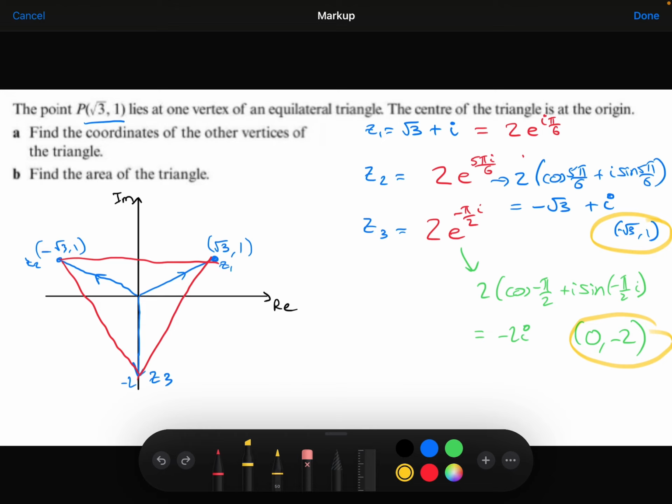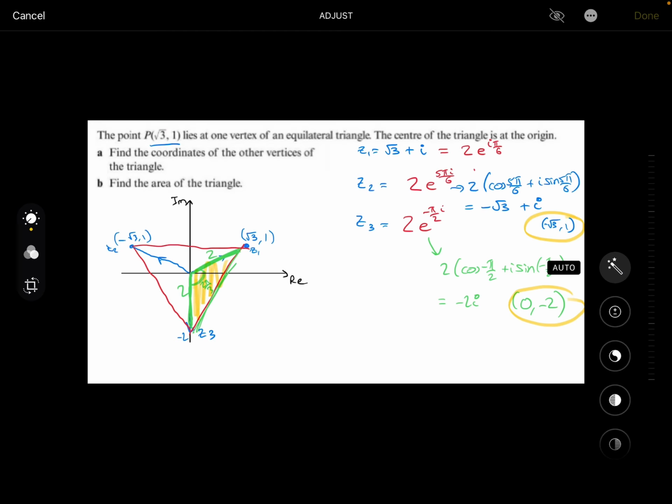Do remember though, we can use other methods here because we do know that each of these angles is 2 pi over 3. If I know this angle here is 2 pi over 3, and we know that this here is 2 and this here is 2, then we can use half ab sine C to work out the area of this triangle here, and then multiply by 3 to get the area of the whole triangle. So there are other ways of working out the area of the triangle if it's not quite so simple.